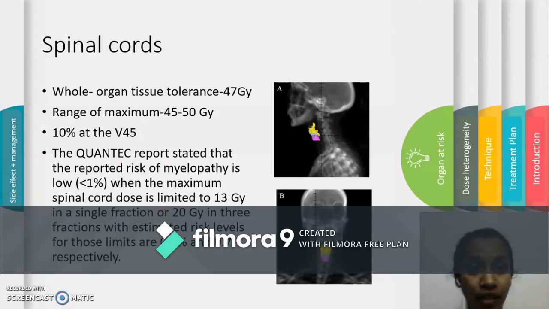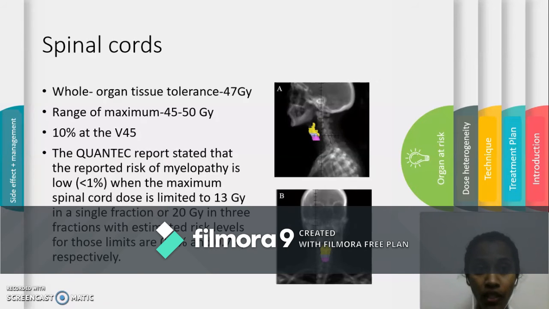So the first one will be the spinal cord, where the dose for the whole organ tissue tolerance will be 47 Gray. Range of maximum of the dose will be 45 to 50 Gray. 10% as the volume of 45. The report stated that the reported risk of myelopathy is low, which is less than 1% when the maximum spinal cord dose is limited to 13 Gray in a single fraction or 20 Gray in 3 fractions, which estimated risk level for those limits are 0.9% and 0.7% respectively.